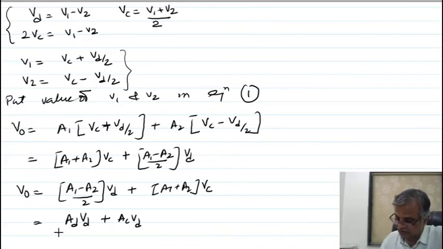This is your differential gain, and this is your common mode gain. So where you write, this is a differential gain and this is your common mode gain.